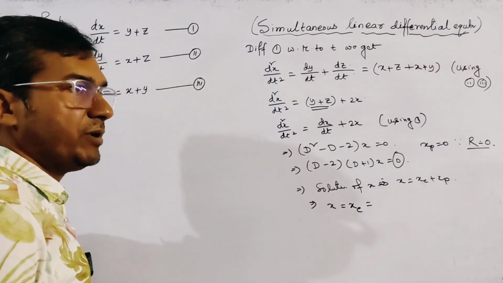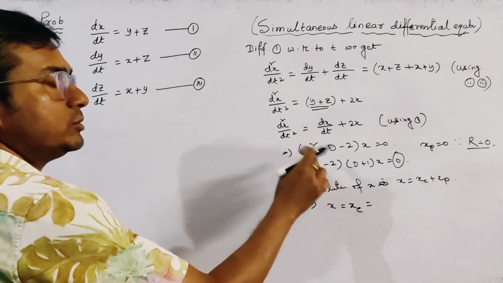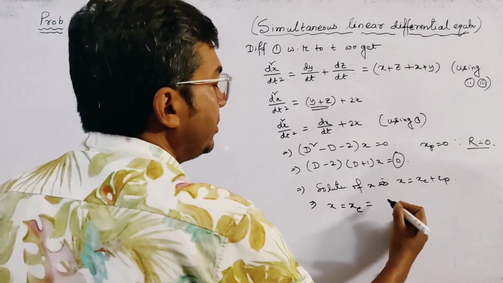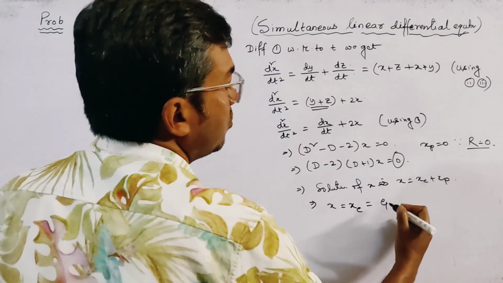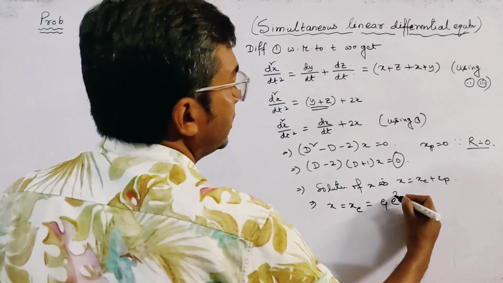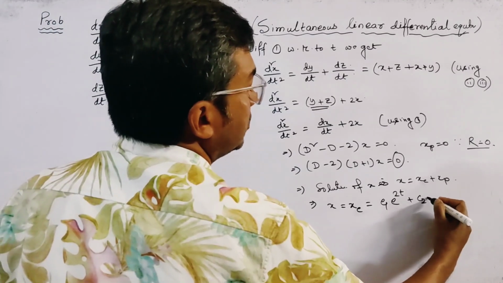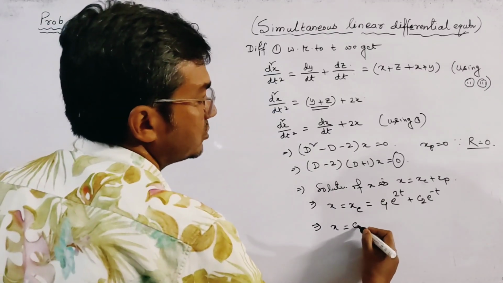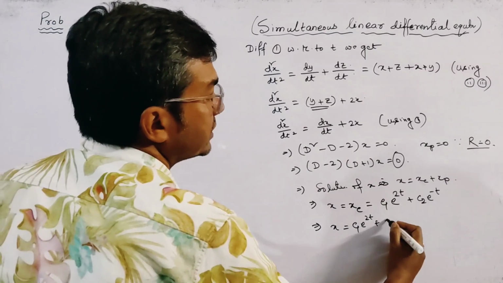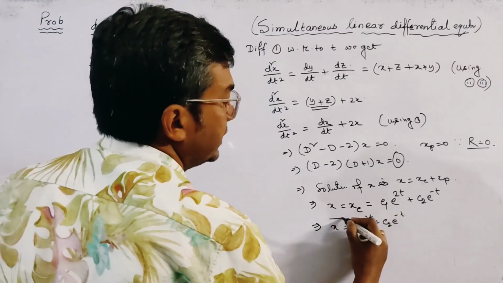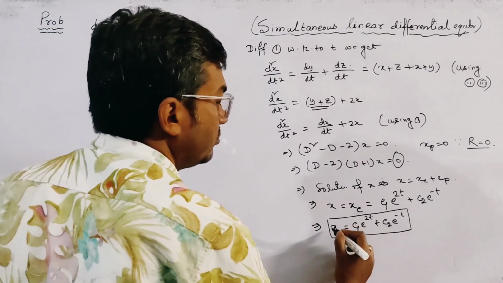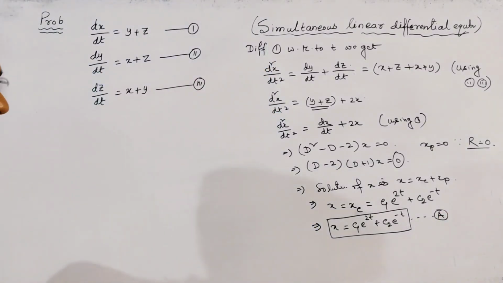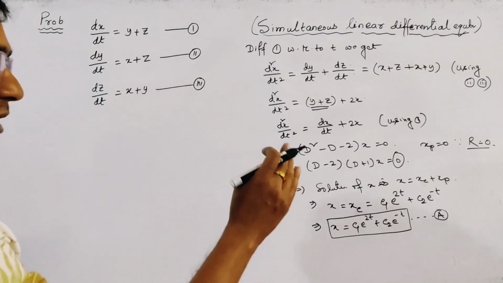And what is the complementary function? Clearly, the two roots of the auxiliary equation are 2 and minus 1. So the complementary function is given by c1 e to the power 2t plus c2 e to the power minus t. So we get the value of x equal to c1 e^(2t) plus c2 e^(-t). This is one value of the dependent variable x. We name this relation A.